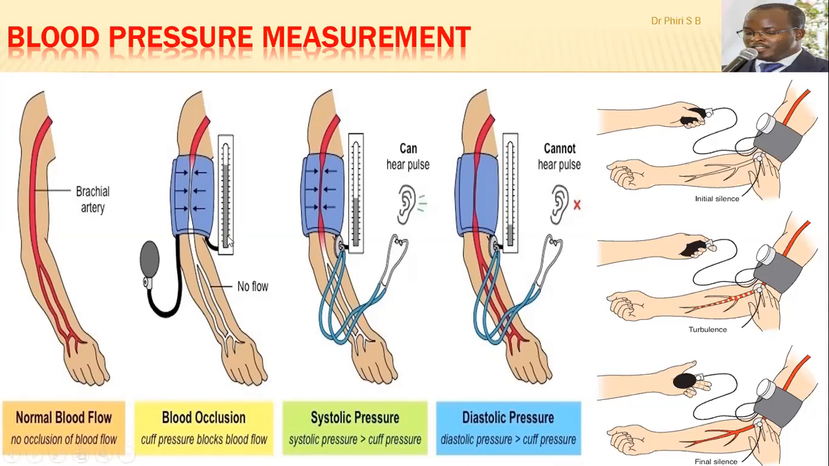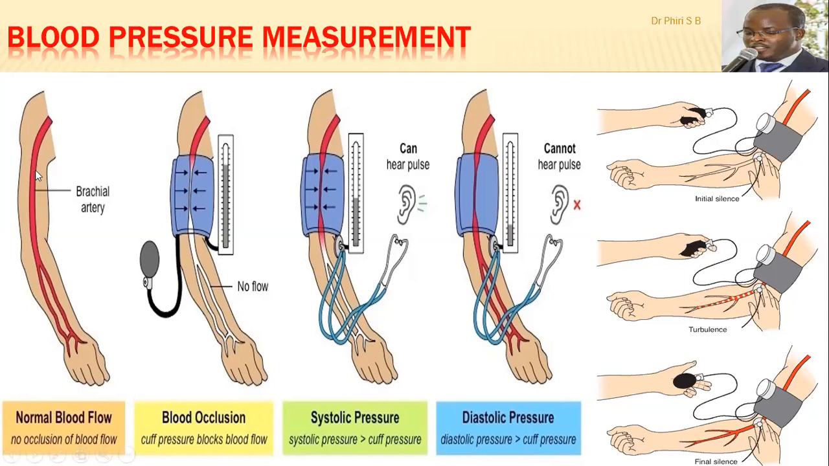So you're going to apply your cuff, then you're going to use your bulb to inflate the cuff. There are two pressures here that I want you to understand. There is a pressure that is created within the cuff. Then there is also blood pressure that is found within the blood vessels. The blood vessel we are looking at is the brachial artery.